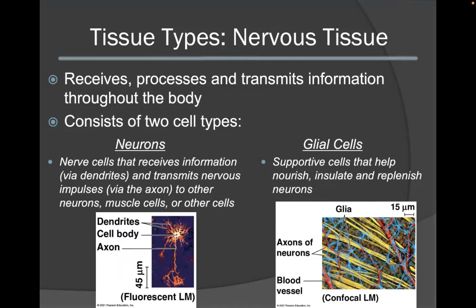They are responsible for transmitting nervous impulses along the axon of the neuron to other neurons, muscle cells, or other cells. Glial cells are the supportive cells that exist within the nervous tissue. They help to nourish, insulate, as well as replenish the neurons.